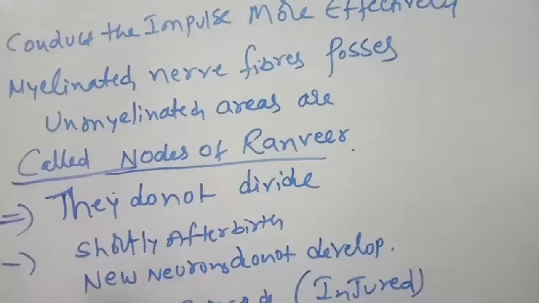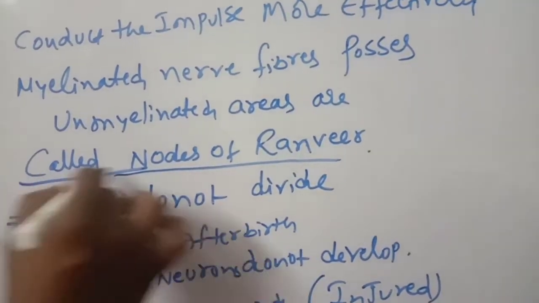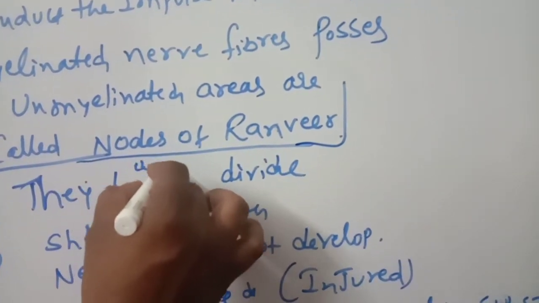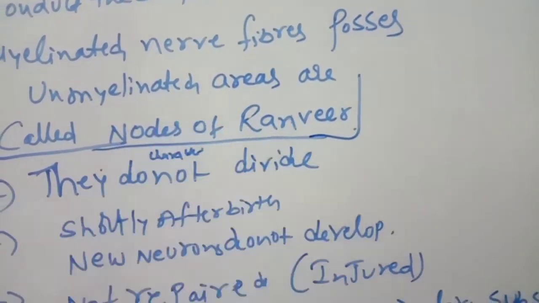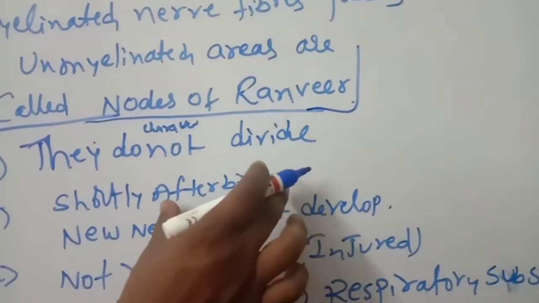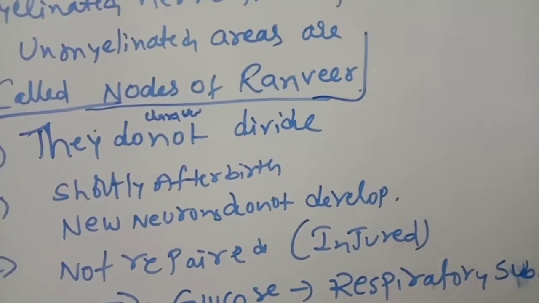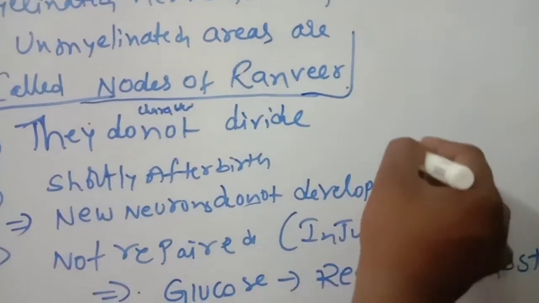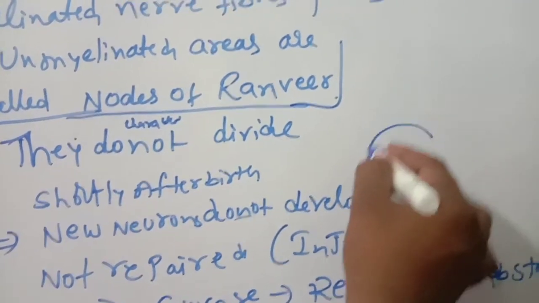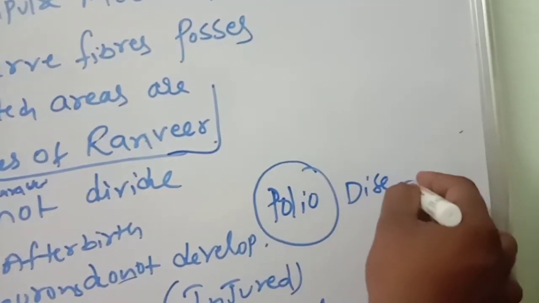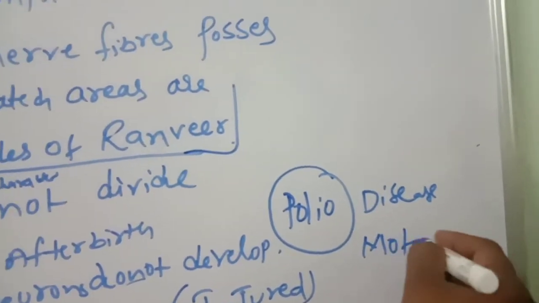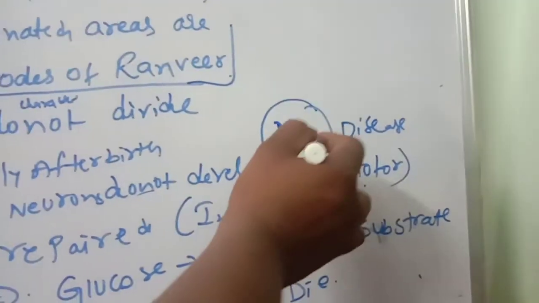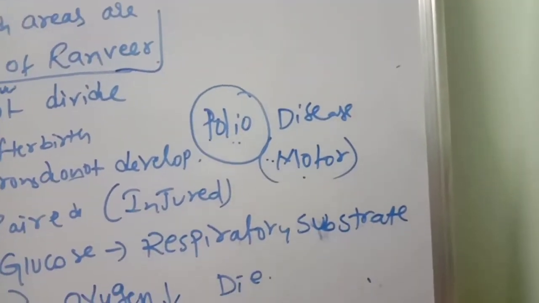Now the characters of neurons: they do not divide, and shortly after birth new neurons do not develop. This is important. That's why polio-like diseases are permanent. Why are polio-like diseases permanent? Which neurons are affected? Motor neurons. Polio-like diseases are permanent due to the effect on motor neurons.